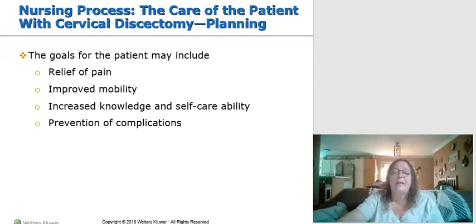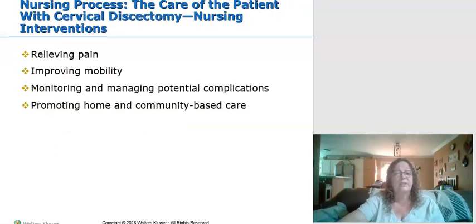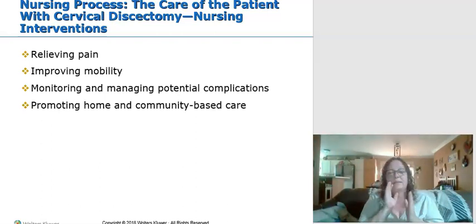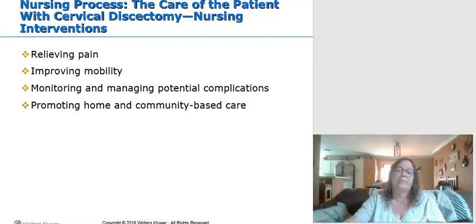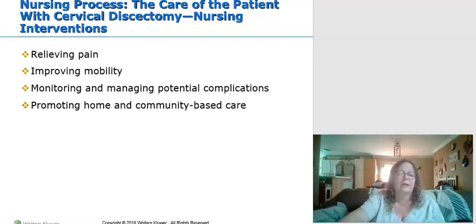The goals may include relief of pain, improved mobility, increased knowledge of self-care ability, which is important, and prevention of complications, always good. Nursing intervention immediately post-op is, of course, their assessments. We want to relieve the pain, improve mobility, monitor and manage potential complications, and provide home and community based health. So what kind of help do they have at home, that sort of thing.